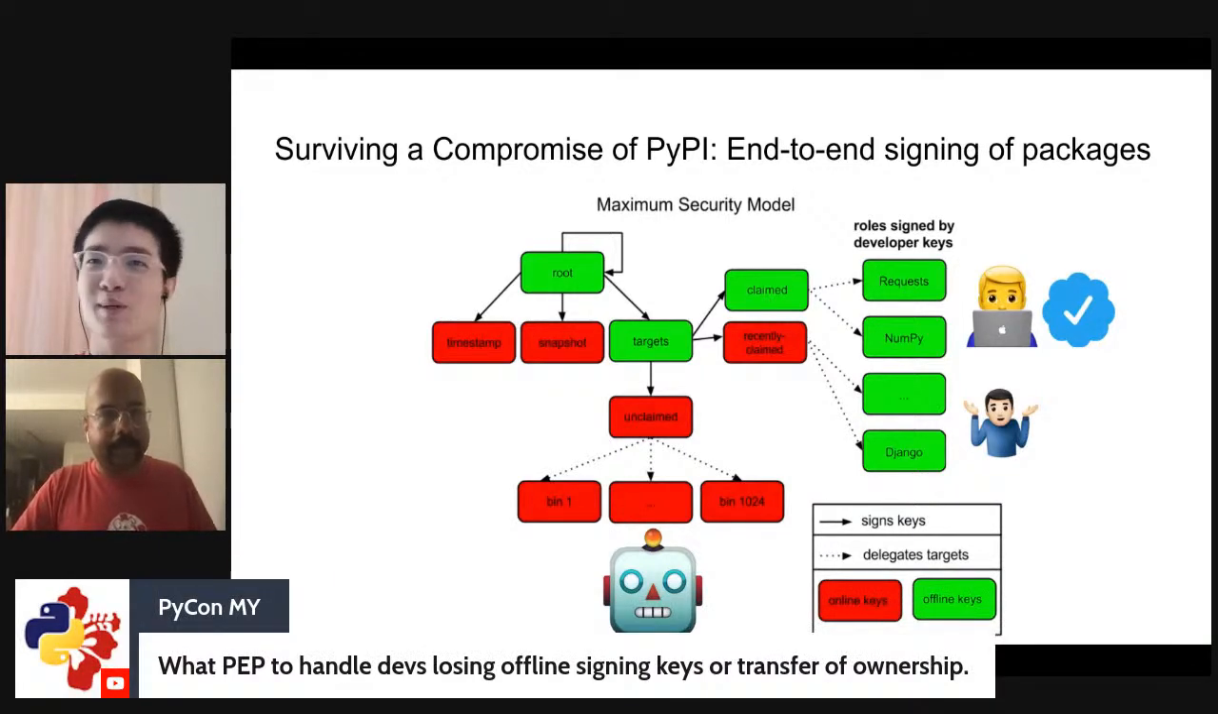Next question. I'm not sure what this question is. Oh, it's actually a good one. What does the PEP do to handle devs losing offline signing keys or transferring ownership? Very good. This does happen in practice. Well, if you lose your keys, the same way you registered your keys with PyPI, you can also update them. The problem is you might temporarily be blocked because, depending on how busy PyPI is, they might not be able to replace your keys immediately.